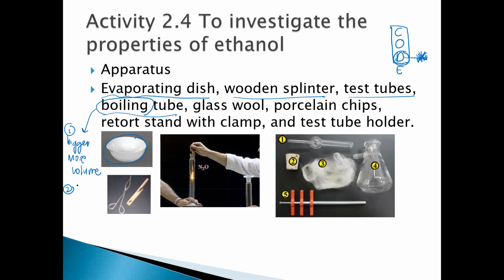So boiling tube normally teachers use for heating. They can withstand the temperature. Okay. Yes, correct. Is used for boiling. Correct, Shalini. Yeah, correct. Okay.